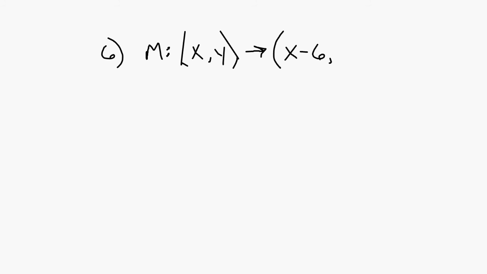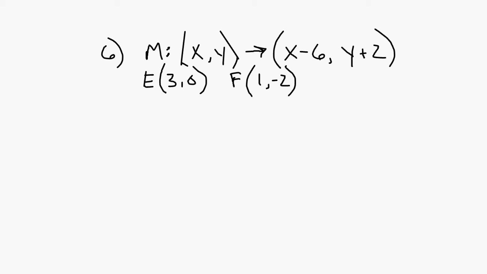Problem number 6 is another transformation problem, where all of your xy's are going to get transformed so that you're going to subtract 6 from the x's and you're going to add 2 to the y's. So now, E is at 3, 0. F is at 1, negative 2. And G is at 5, negative 4.